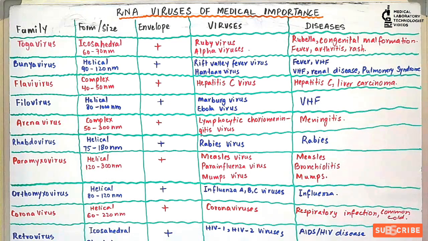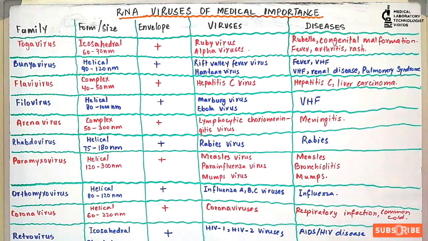Arenavirus shape is complex, 50 to 300 nanometer in size, and that also contains an envelope. And the virus in this family is lymphocytic choriomeningitis virus, and as you can understand from the name also, this causes the disease meningitis. And next is Rhabdovirus. Rhabdovirus is helical in shape, size is 75 to 180 nanometer, and it also contains an envelope. And the virus in this family is very important also, rabies virus causing the disease rabies.